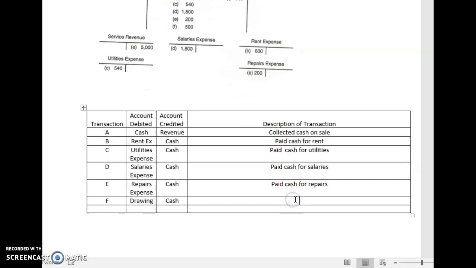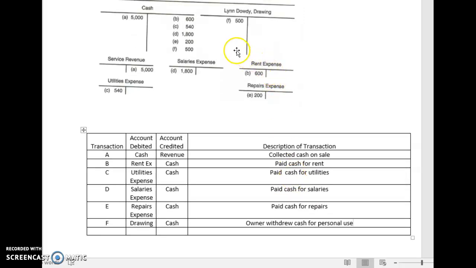So, owner withdrew cash for personal use. And we know it's personal use because it's in the drawing account. That's the purpose of the drawing account. If the owner does anything personal with company funds, it goes into the drawing account, because that way you keep it separate from the business.